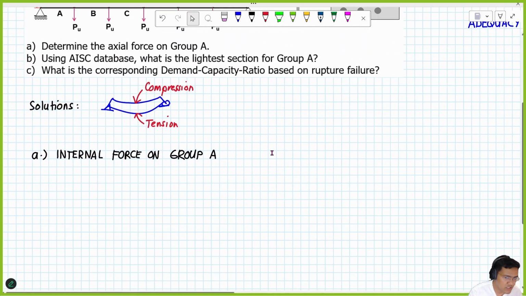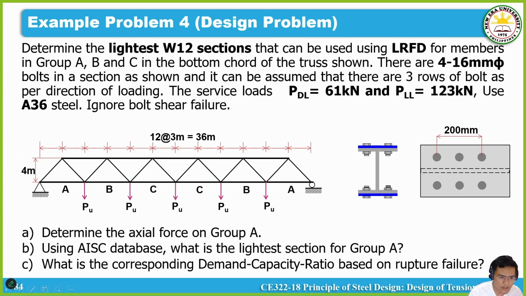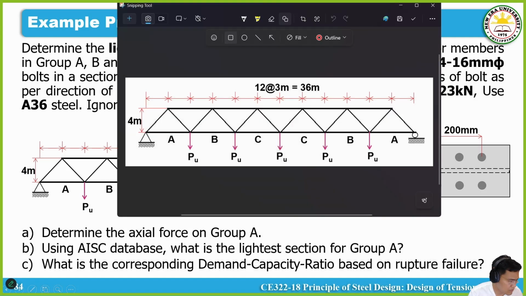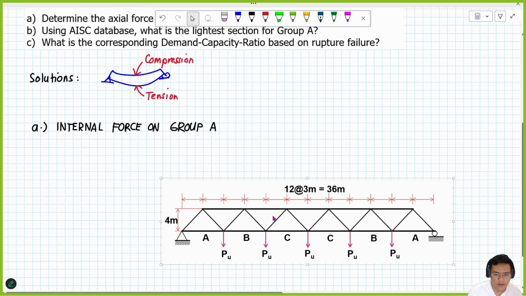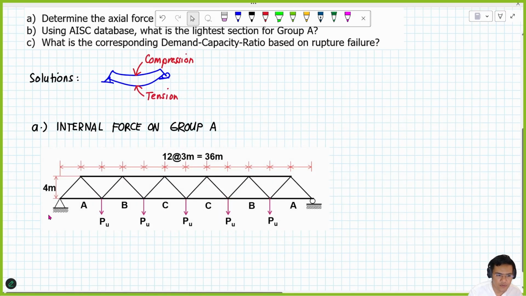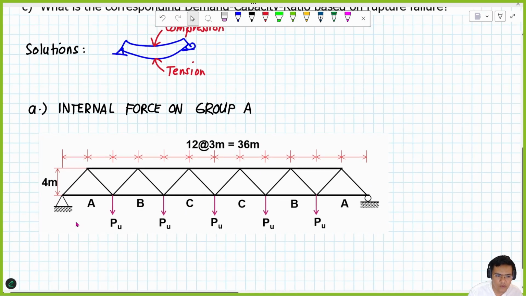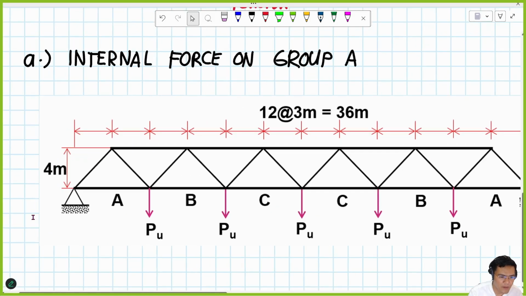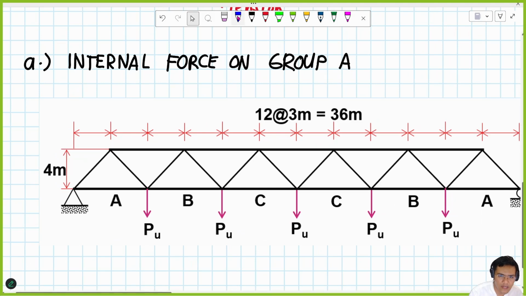Okay, sige, let's try to screenshot pala yung ating truss structure. So we have this truss configuration wherein by common sense, if we would check yung ating mga distances, we have 4 meters na height, vertical height. And then we have spacing na 3 meters. So kung 3 meters yan and 4 yan, we have a 3-4-5 triangle. Let me repeat, kung 3 meters to and 4 meters yan, so this one would be 5 meters.